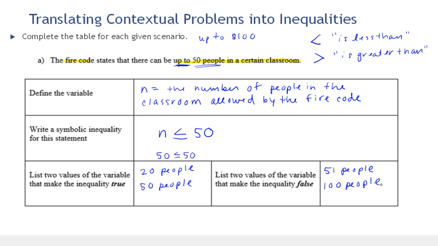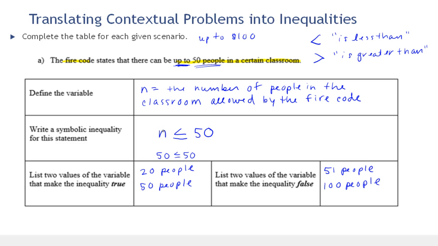So a few things to note as we're just learning to create these. Officially, this says a number less than or equal to 50. Now we know some values that are impossible for n. For example, you can't have a negative number of people in the classroom, so the smallest n can be is 0.